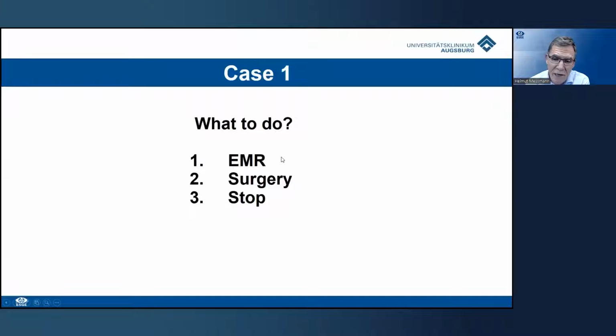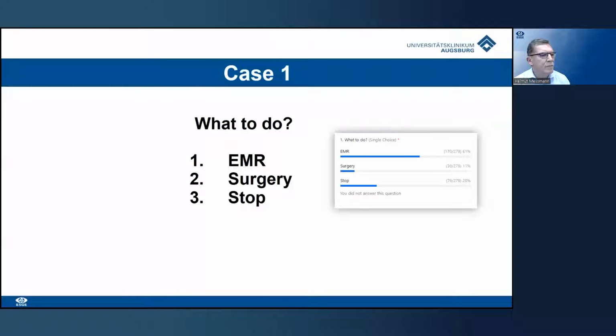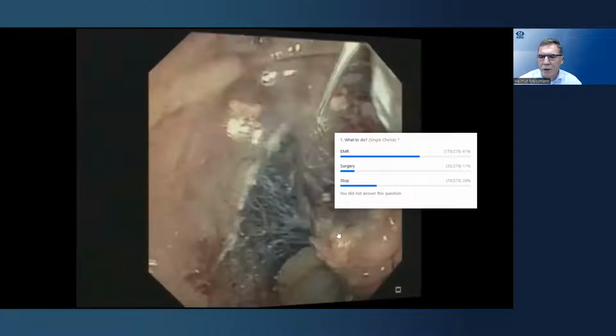Now again, can we continue EMR, or stop? Should we stop the procedure now because we closed the defect, we stopped the bleeding, and we can wait for a day? What would you do in this situation? Yeah, EMR continuing 60%, one third would stop, and a minority of 10% would go for surgery.